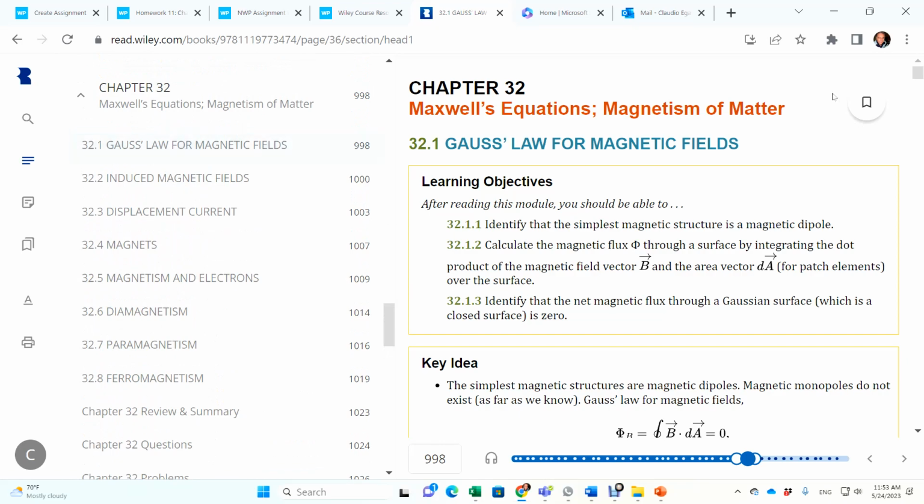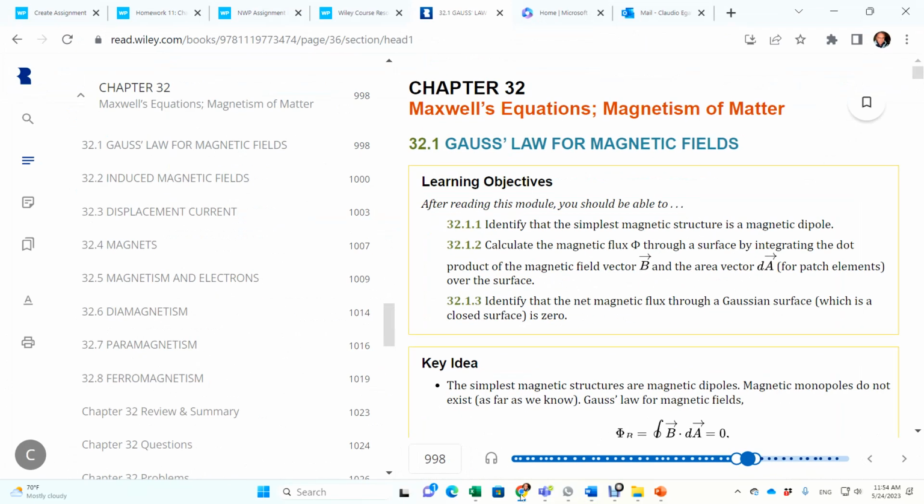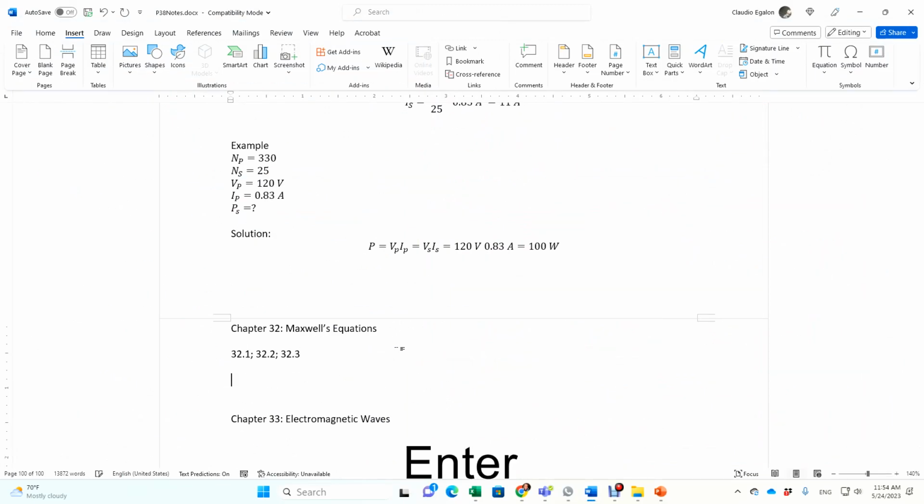So we're going to cover only chapter 32, Maxwell's equations, and chapter 33, electromagnetic waves. Electromagnetic waves can be done quickly, and one is closely related to the other. Let us do 32.1, 32.2, and 32.3. I'm not going to cover the other ones. Displacement current. So let's take a look.